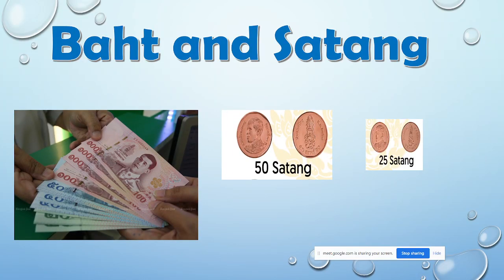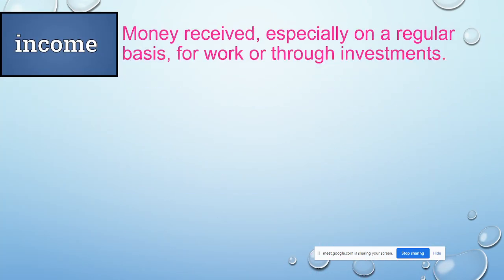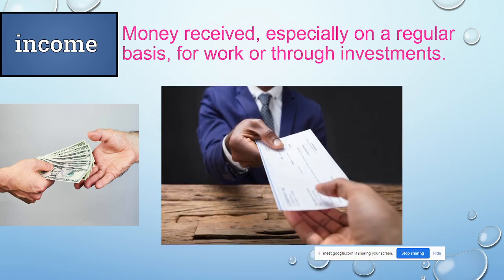All right. Now, our topic is baht and satang, still about money, but this time we will include income and expenses. Let's have income. When you say income, that is the money received, especially on a regular basis for work or through investments. That is the money that you get from working. Or if not working, for example, you are children, you can say your income is the money that your mother or your father gives you when you go to school for your snacks, right? That's the money that you get. When you say income, you receive money.